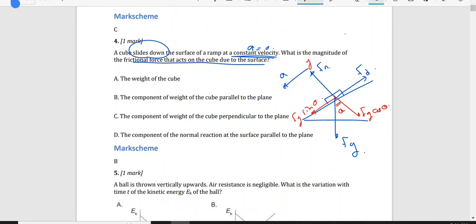Which component of the weight of the cube will equal the frictional force? This one, the component of the weight of the cube parallel to the plane.